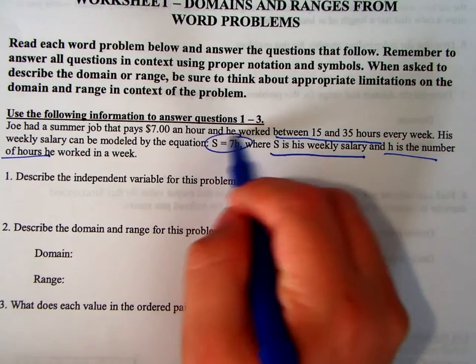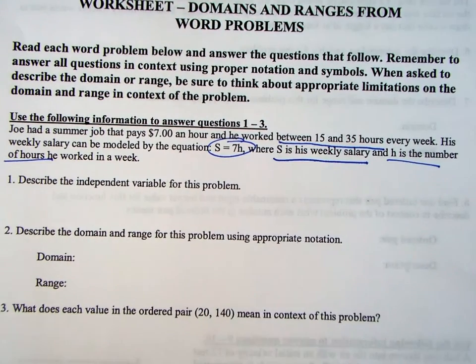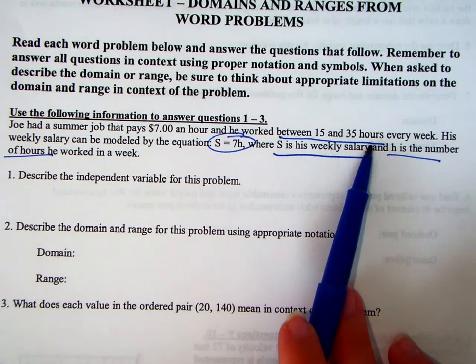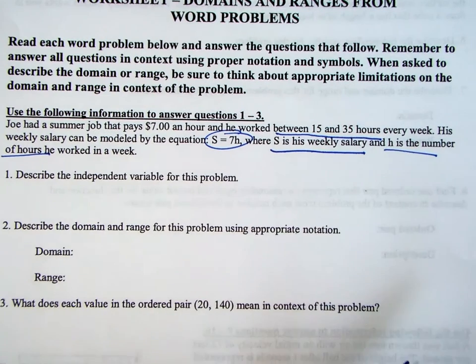Good. So just like yesterday, as you read, circle any equations that it gives you, underline anything that defines those variables, like S is equal to salary, H is equal to hours. And if there are any restrictions, like between, maximum of this or minimum of that, in this case between 15 and 35, you're going to want to underline that.